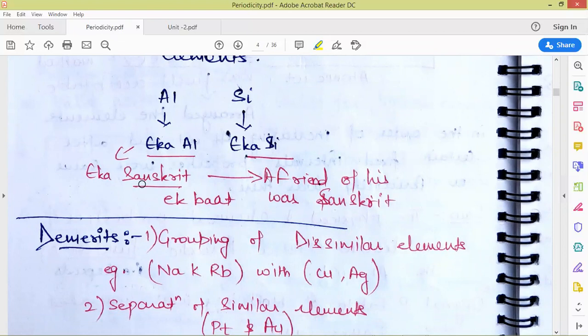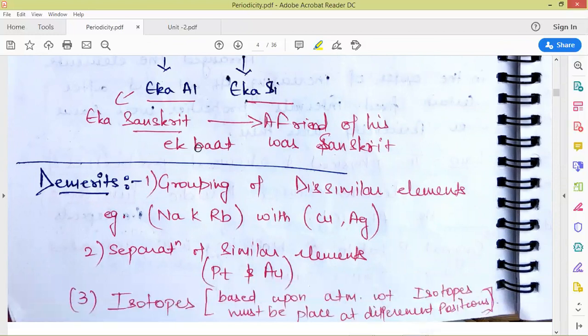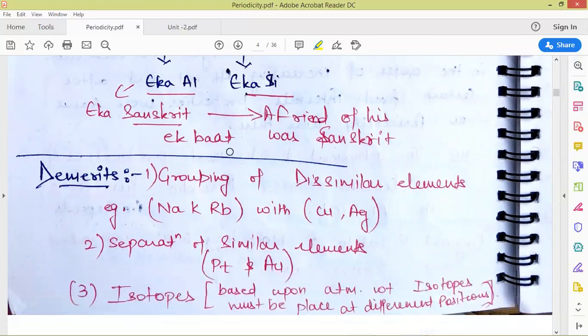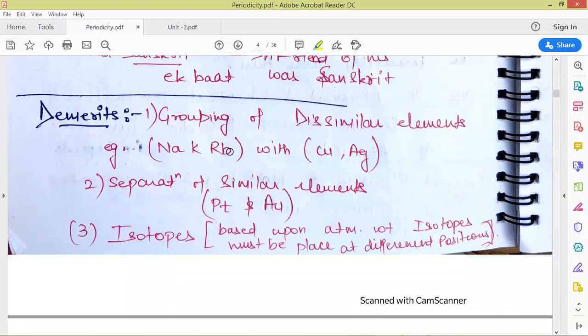But based upon the knowledge gained from a friend of his who was a professor of Sanskrit, Eka means same as aluminium. So he named this element, which was later named gallium, as Eka aluminium, and this, which was later named germanium, he named Eka silicon. Eka means ek baat in Hindi, or in Sanskrit, it means same.